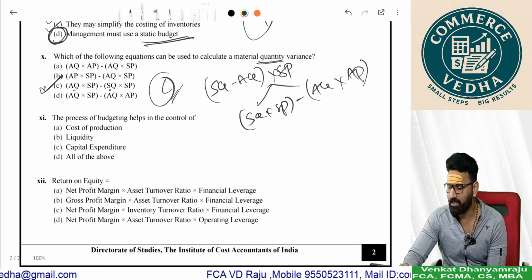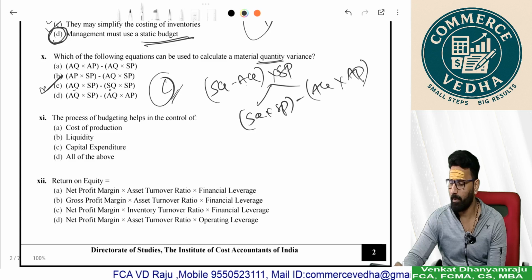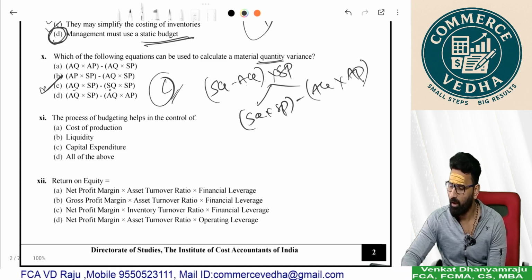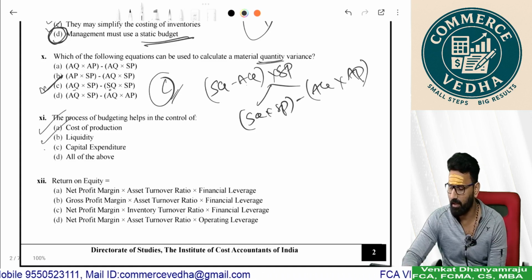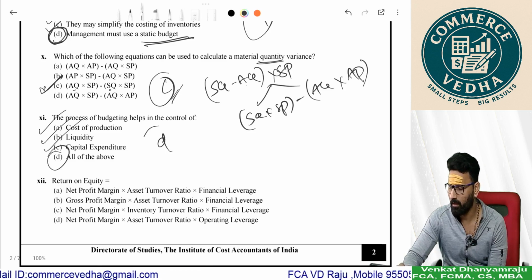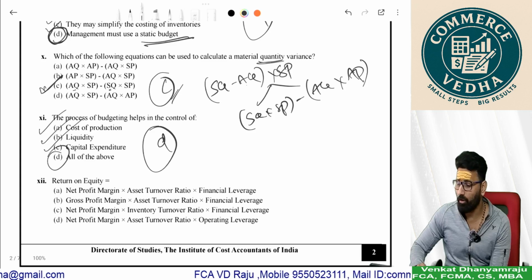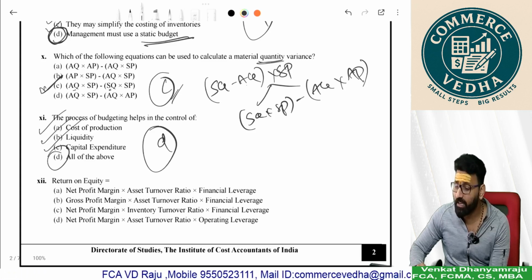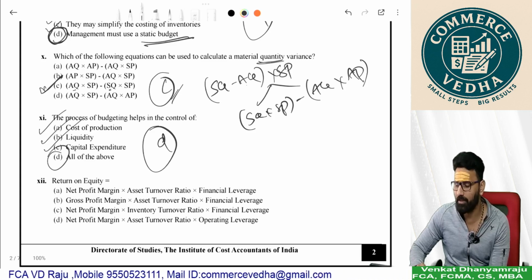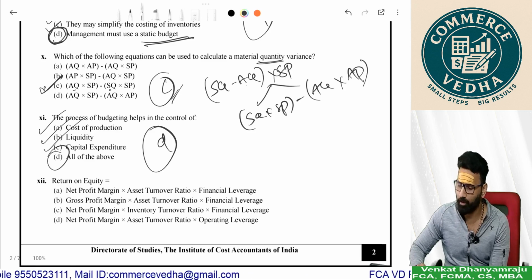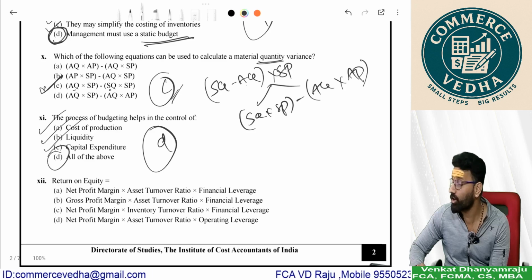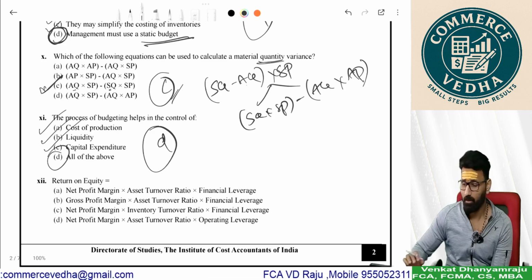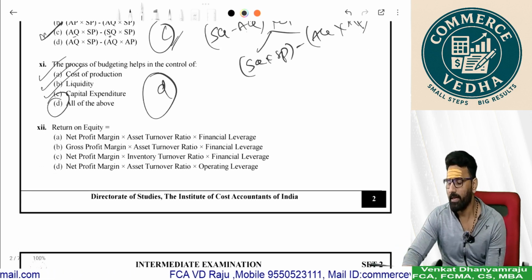Now, the process of budgeting helps in control of all: cost of production, liquidity, capital expenditure. Yes, all. Budgeting helps in control of cost of production, control of liquidity, control of capital expenditure, because of capital budgets, working capital budgets and production budgets. So it helps in control of all. Very simple.